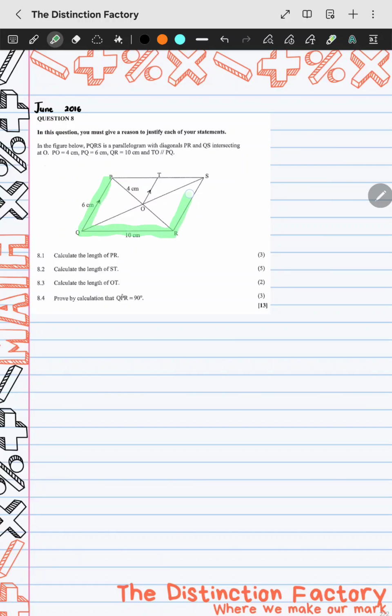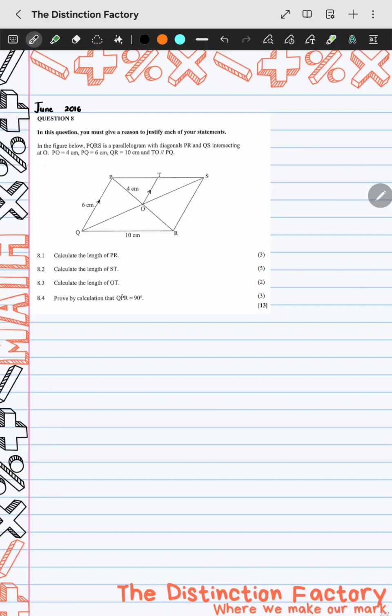It says that this shape is a parallelogram, so all of the properties of a parallelogram also apply to this, meaning that your diagonals bisect each other. It means that opposite sides are equal and parallel to each other, and your opposite angles are equal to each other as well.